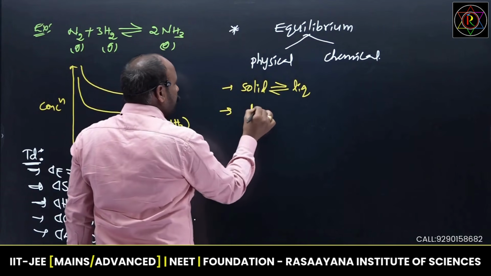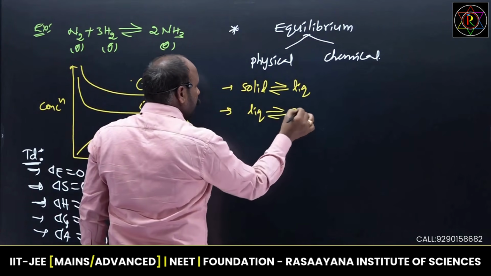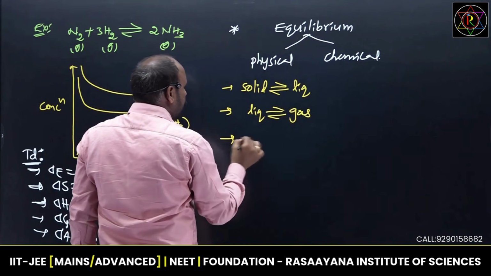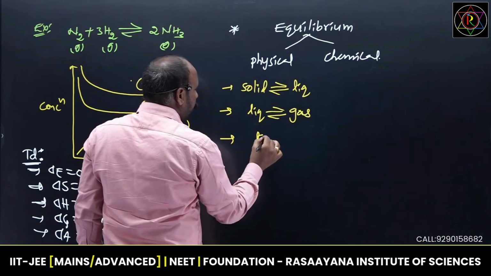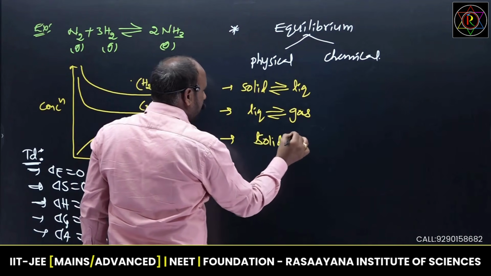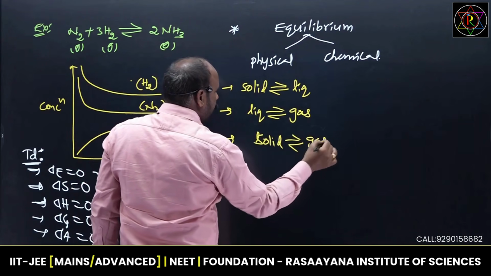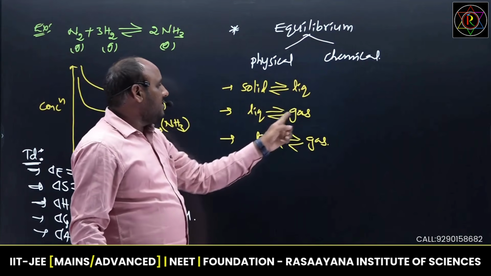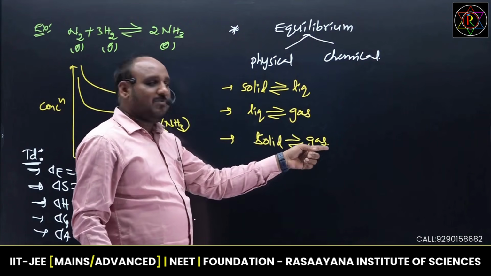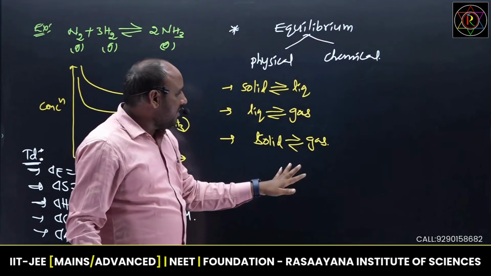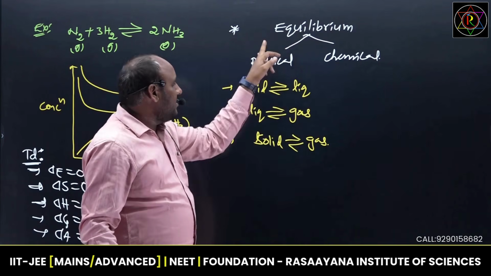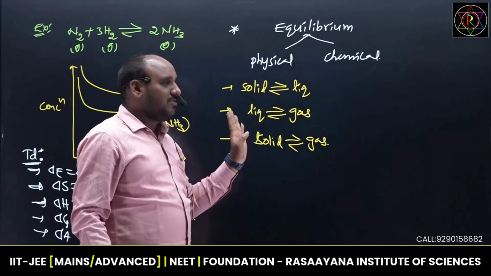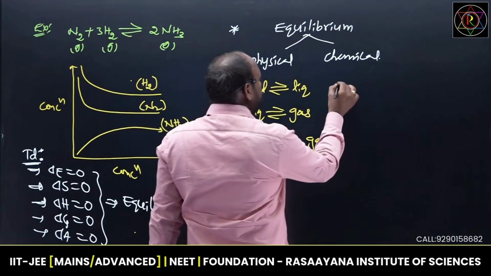Then liquids are converted to gases. These all are physical processes. Then solids are converted to gases. This is a sublimation process, right? So this is a fusion process, this is the vaporization process, and this is a sublimation process. These all are physical processes. So the equilibrium condition is applicable for all types of physical processes and even chemical processes, right?